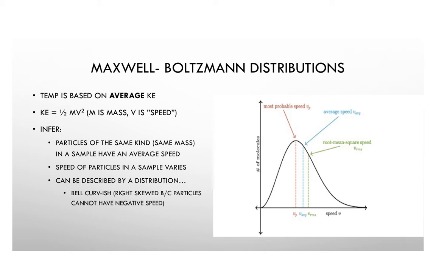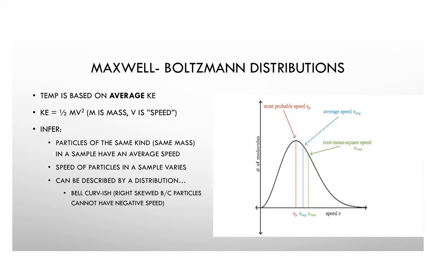By definition, temperature is based on the average kinetic energy of a distribution of particles that you're measuring. Since we know that kinetic energy is 1/2 mass times velocity squared, or speed squared, we can infer a couple of different things. One, particles of the same kind or the same mass in a sample have an average speed. If I take a whole bunch of oxygen molecules, for example, same mass, same kind, they have an average speed. The speed within that sample, though, varies.